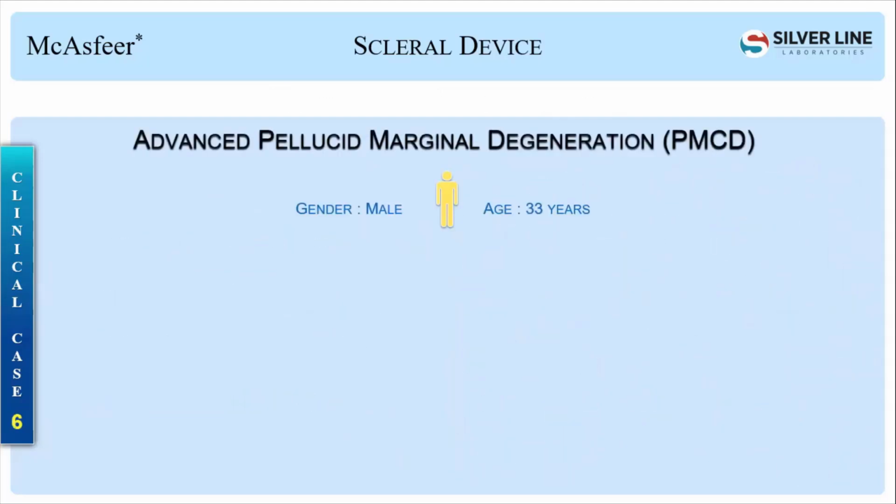So after that, till this case, I had only shown cases from Arvind Eye Hospital. I want to show more, so I added my cases from our clinic. So this was an advanced pellucid marginal degeneration. This patient was a 33-year-old male, and he is a one-eyed patient. In the other eye, he has a shell.